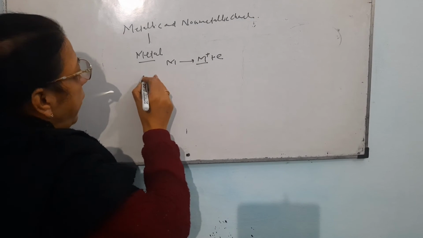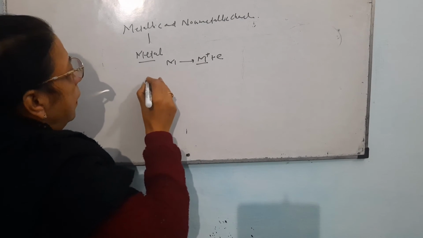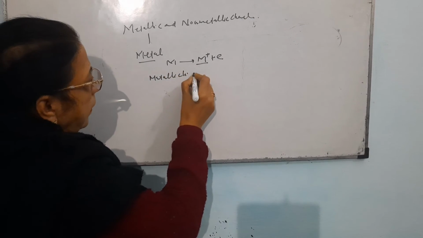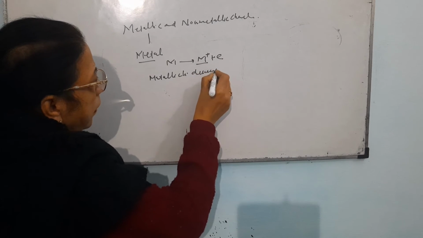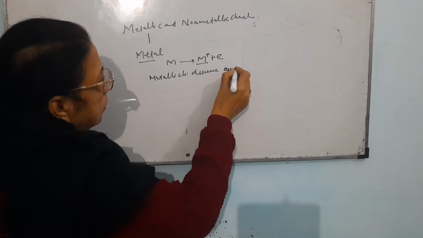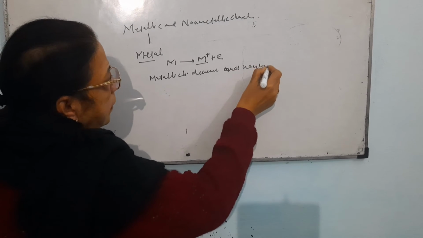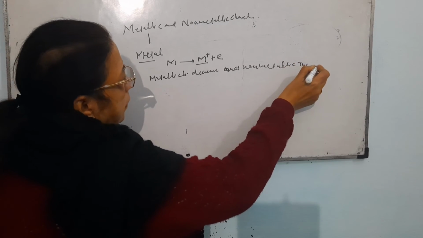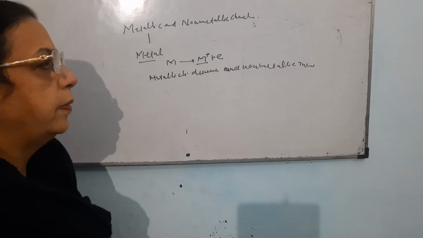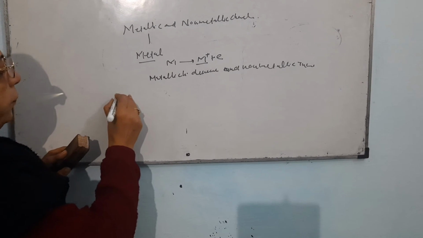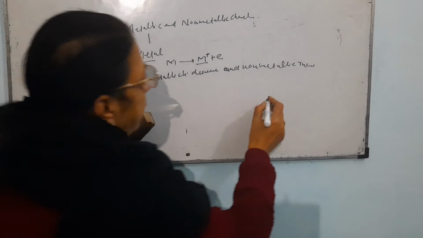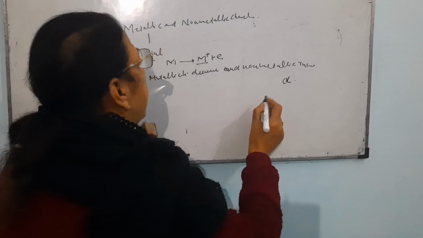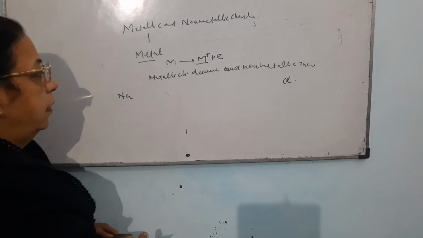So, when we move in a period, metallic character decreases and non-metallic character increases. If we look at the third period, on the extreme left there is sodium, and if we move towards the extreme right there is chlorine, although after that there is a noble gas which is also a non-metal.